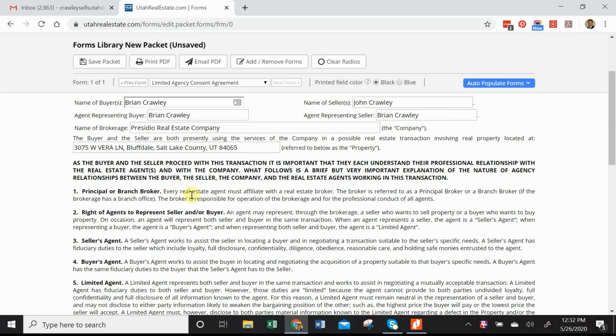In here it talks about the principal broker, and I'm just going to read that. Every real estate agent must affiliate with a real estate broker. The broker is referred to as principal broker or branch broker if the brokerage has a branch office. The broker is responsible for operation of the brokerage and for the professional conduct of all agents. So as you can see, this is kind of explaining to them the principle behind this document.